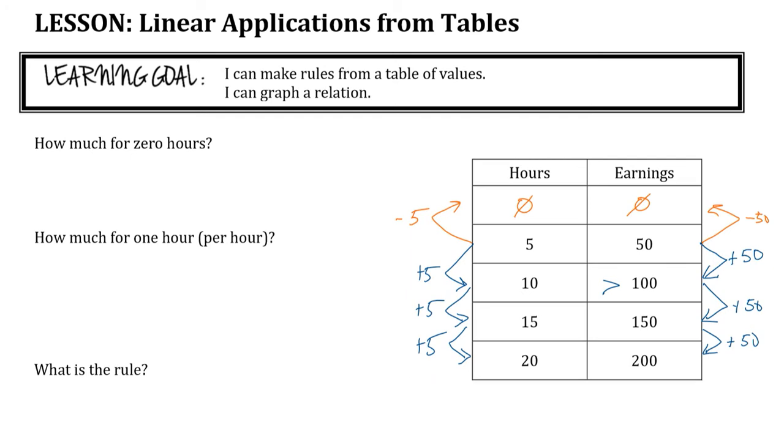So let's do the easy one first. How much for 0 hours? That's just from the table, $0. How much for 1 hour? How much per hour is better than for 1 hour? Okay, that's a bit of a dangerous way to say it, but how much per hour is the best way to think about it and the best way to say it. But it's not just $50 per hour.